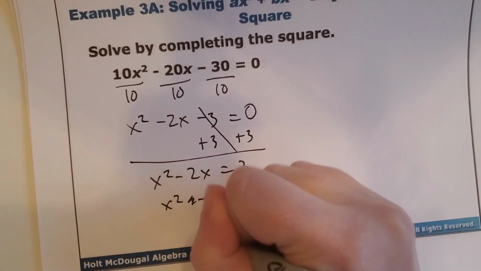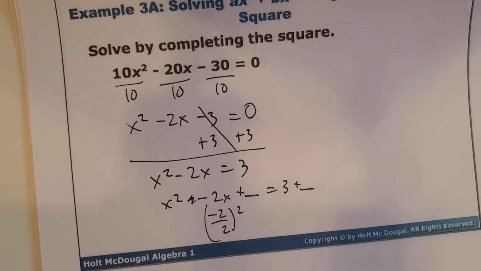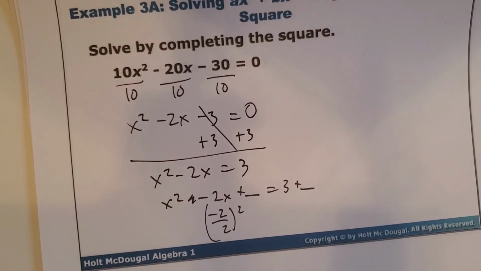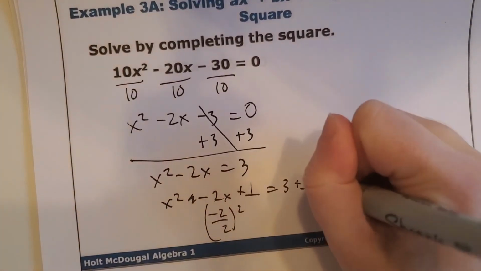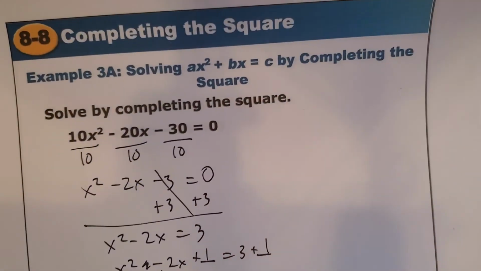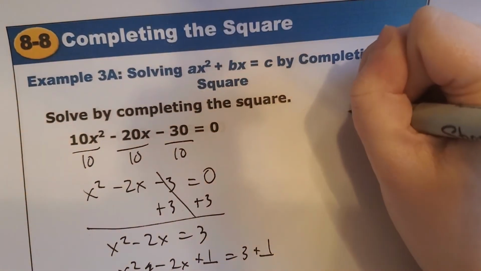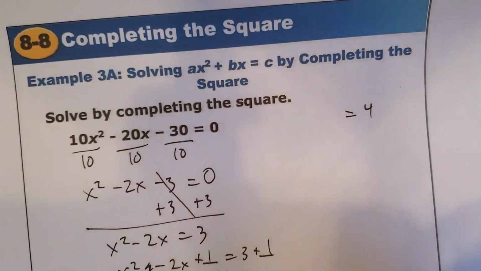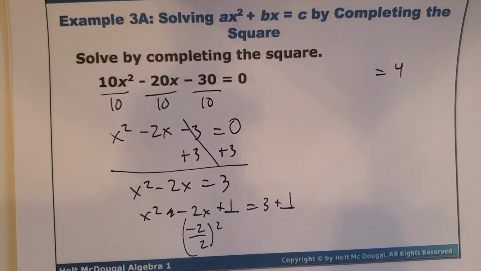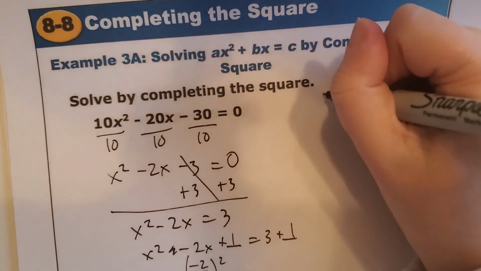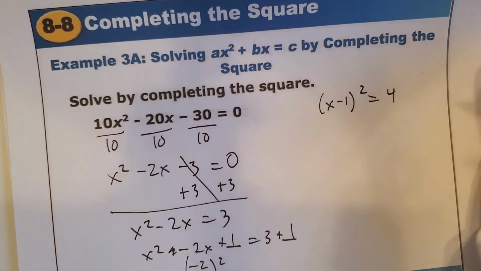Negative 2 over 2 squared. Negative 2 over 2 is negative 1. Squared is 1. So 1. 3 plus 1, I'm going to move up here. 3 plus 1 is 4. Factors of 1 that add to negative 2 are negative 1 and negative 1. So x minus 1 squared.